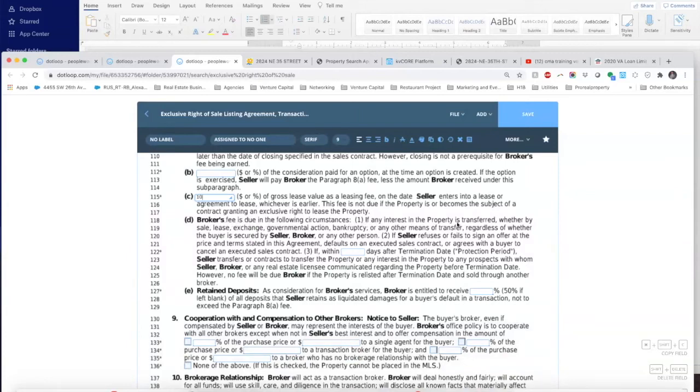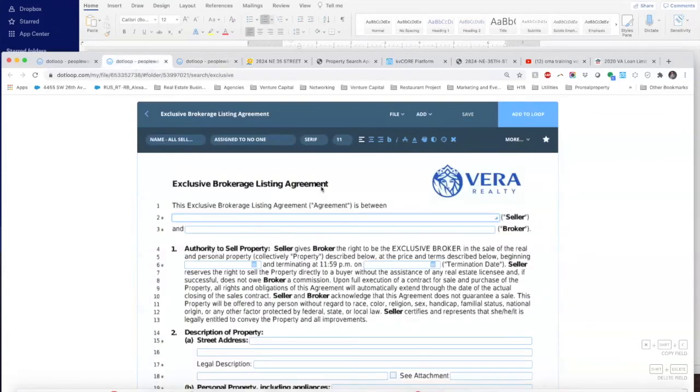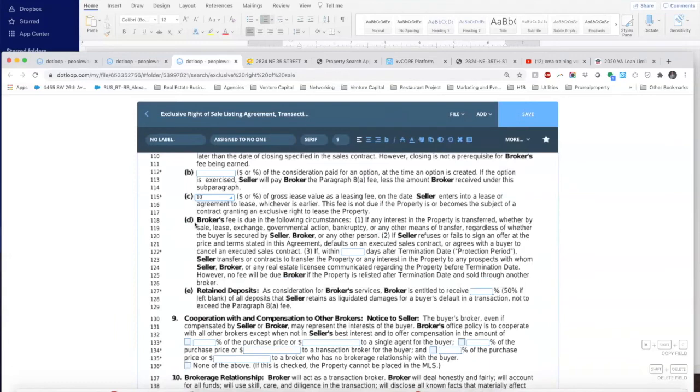Then D, broker's fee is due in the following circumstances. If any interest in the property is transferred, whether by sale, lease, exchange, government election, bankruptcy, or any other means of transfer, regardless of whether the buyer is secured by seller, broker, or any other person. This is very important. This is the main difference from the other agreement, where if seller sells himself or finds a buyer, we're not getting the commission. Over here, it clearly states that we will get commission even if a buyer comes directly to seller through our advertising. Somehow we still will be obligated to get commission.